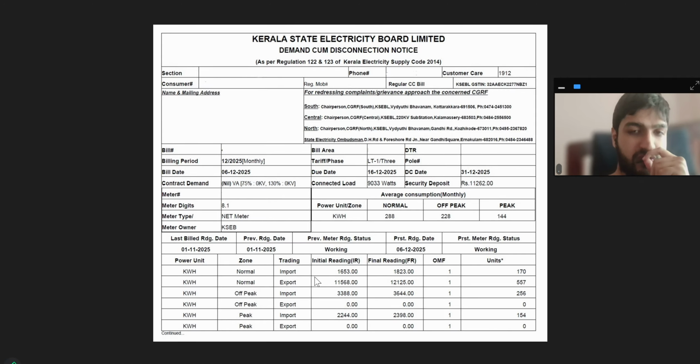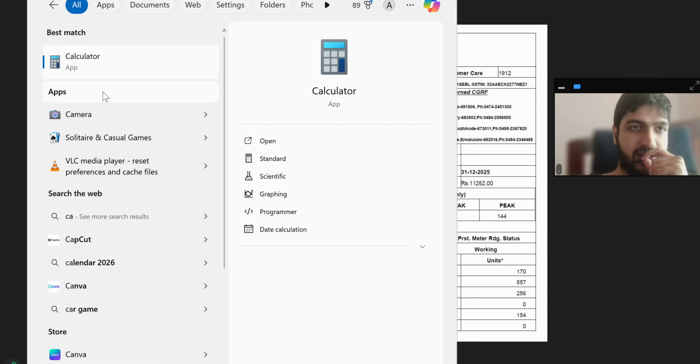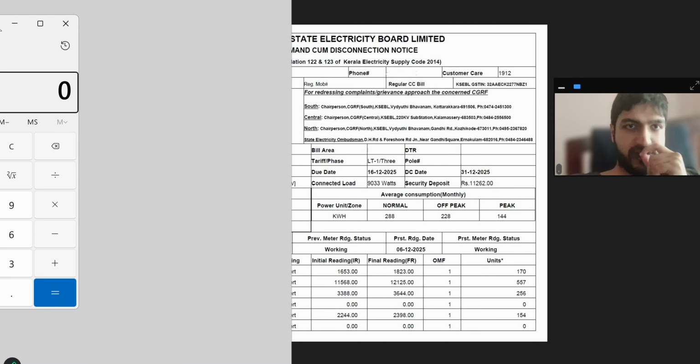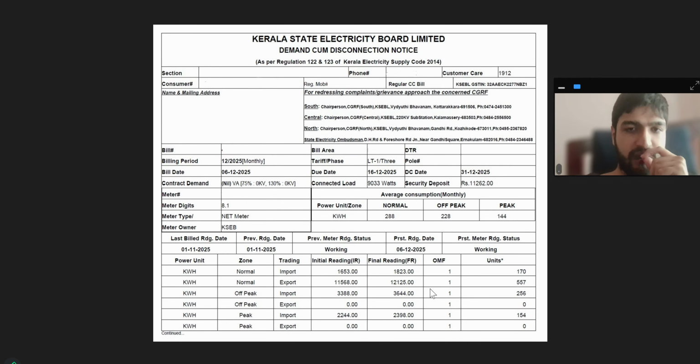So as you know, the import reading is 1653. The final reading will be 1823. Now, if we go and calculate this on the calculator, it will be 1823 minus 1653. That is 170 units will be the import. That is correct here. There won't be any multiplication factor. MF is multiplication factor. That is 1. So again, it's 170. Similarly, final reading minus initial reading for each time zone is given.